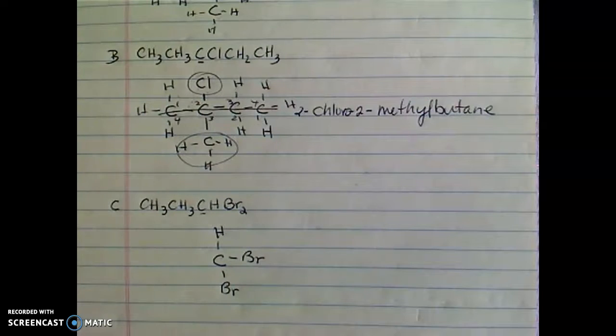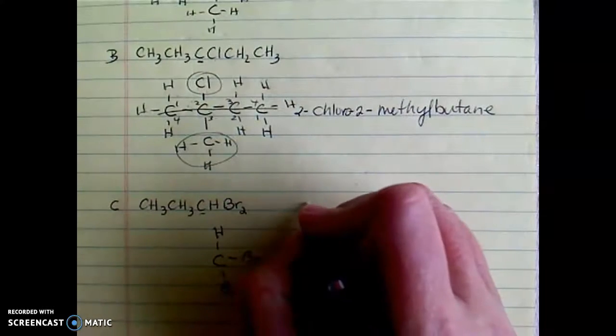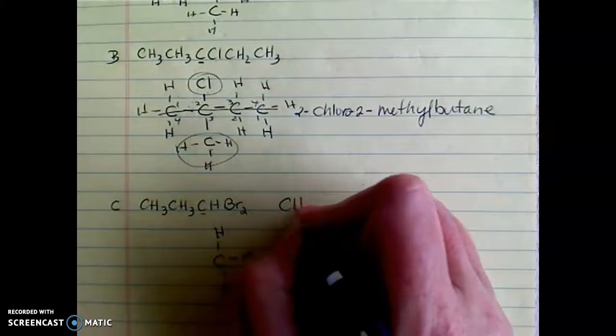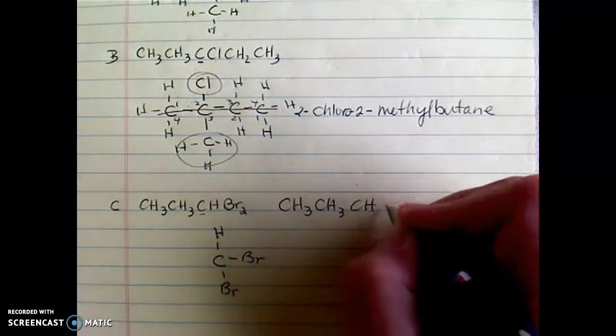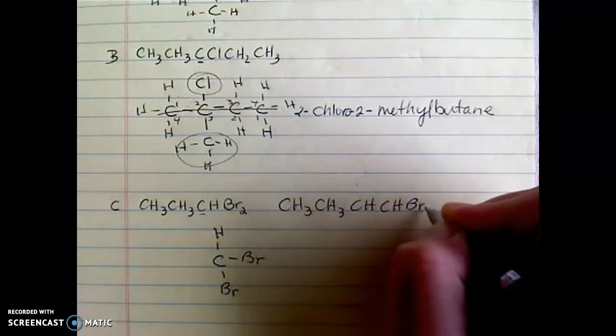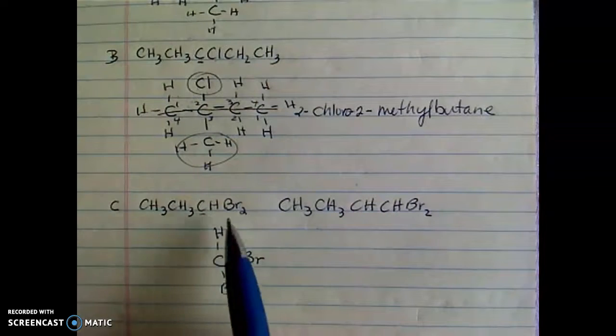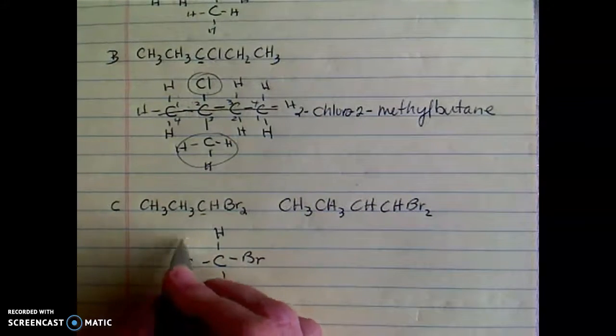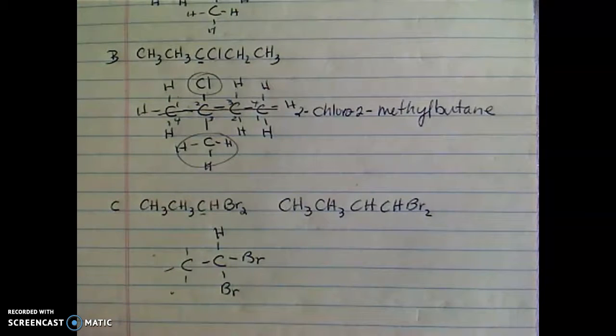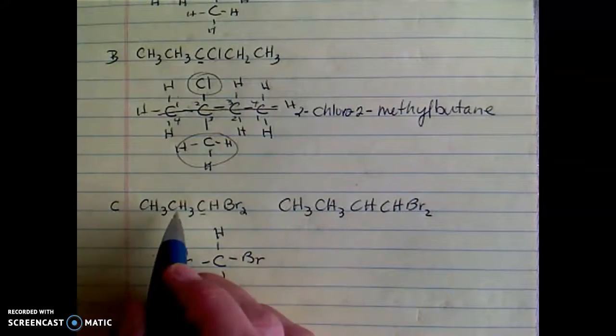Oh, I'm missing a CH in there. Here, let me rewrite this. It's supposed to be CH3, CH3, CH, CH, Br2. Now, how did I know it wasn't right? Well, if I would have put another C here with 3 H's, it wouldn't have fit. So I knew it was incorrect.